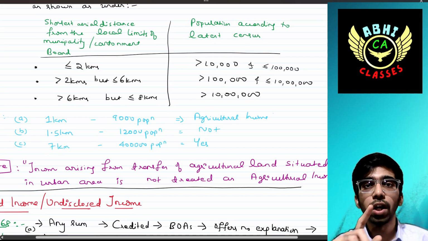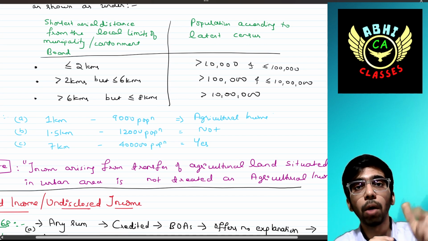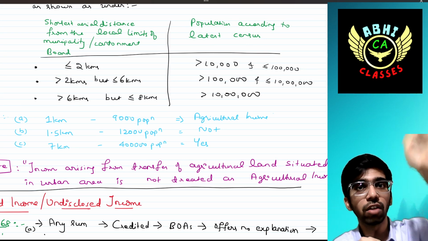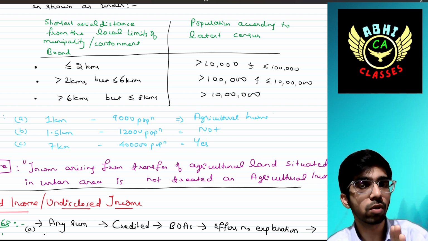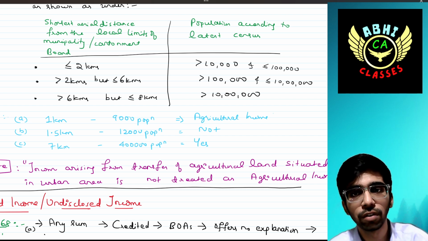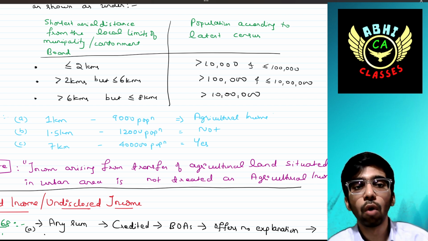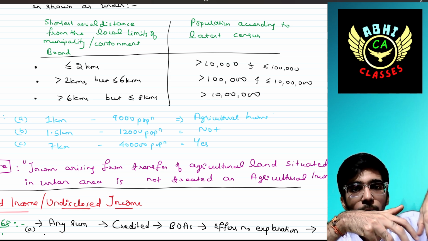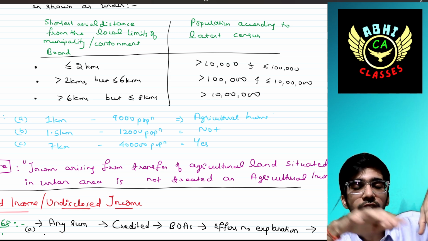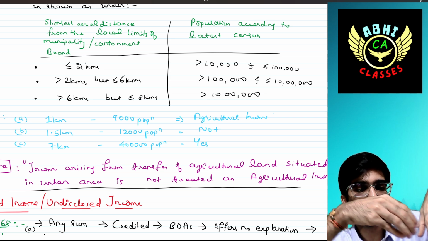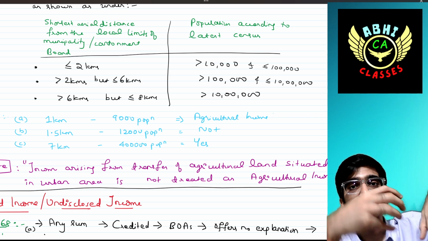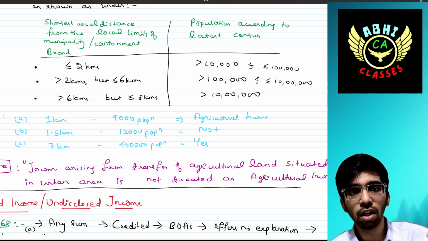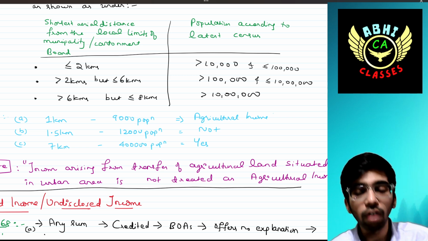If the land is situated within 1 kilometer and the population is 9,000, it is to be treated as agricultural income. We have seen this in the first category: population up to 10,000, it can be treated as agricultural land. In the other case, the land is situated at 1.5 kilometers and the population is 12,000, which is more than 10,000 up to 1 lakh, so it is treated as business, urban land, so not agricultural income. Next is 7 kilometers, population is 4 lakh.